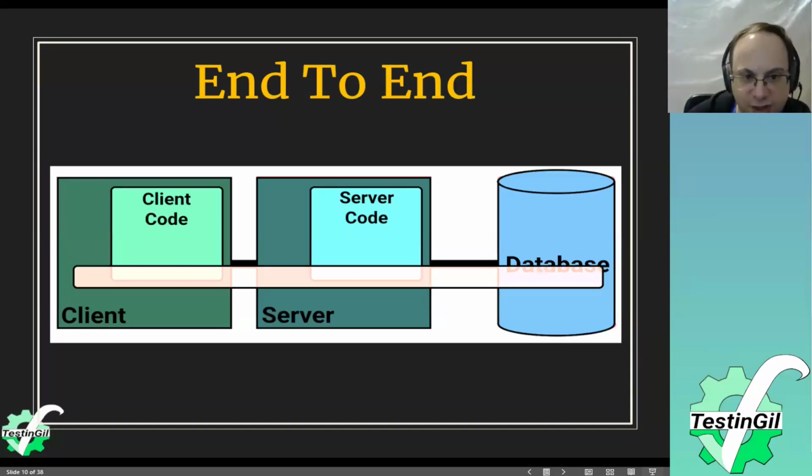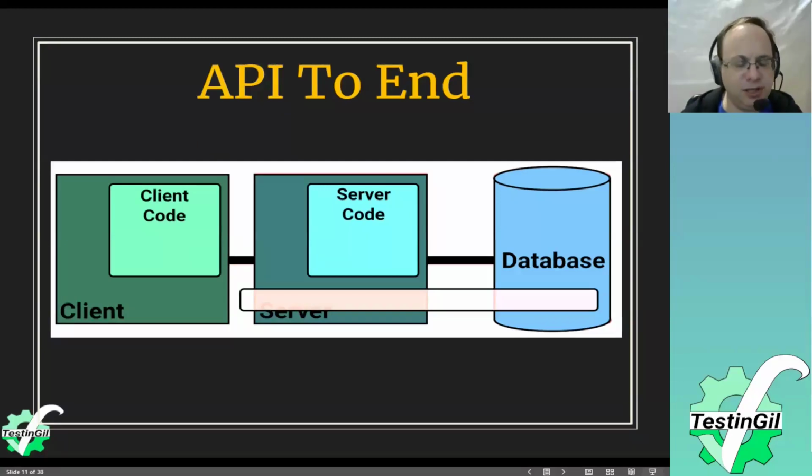And like we said, every piece of it can break. But these are not the only types of tests. There are partial paths as well. So we're talking about API tests. We usually think about an API that starts at what the server exposes, goes to the server code, and the database.